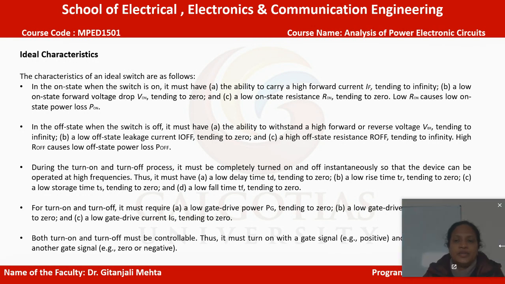In the off state, when the switch is off, it must have the ability to withstand a high forward or reverse voltage VBR tending to infinity, a low off-state leakage current I off tending to zero, and a high off-state resistance R off tending to infinity. High R off causes low off-state power losses P off. During the turn on and turn off process, it must be completely turned on and off instantaneously so that the device can be operated at high frequencies.